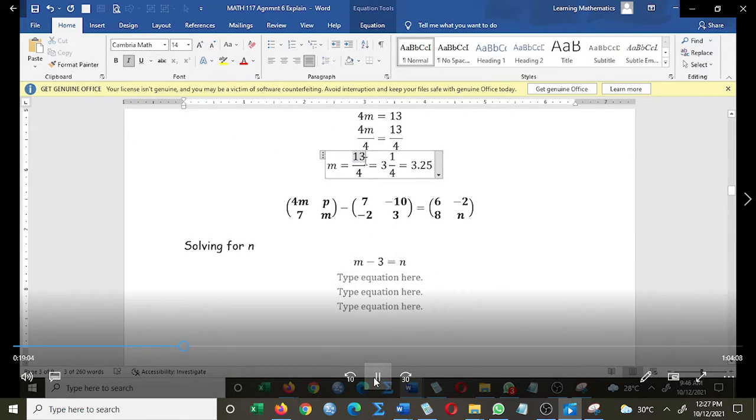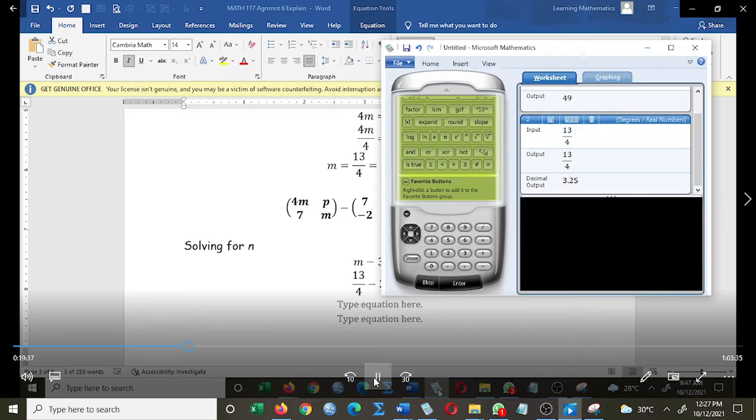You can just copy it. So we know m is 13/4. So in the place of m, we put 13/4 minus 3 equals n. Now, very simple. What is 13/4 minus 3? If you want, you can put 13/4 minus 3/1 is equal to n, or you can go straight into your calculator and work this out, because you are allowed to use your calculator in this course.